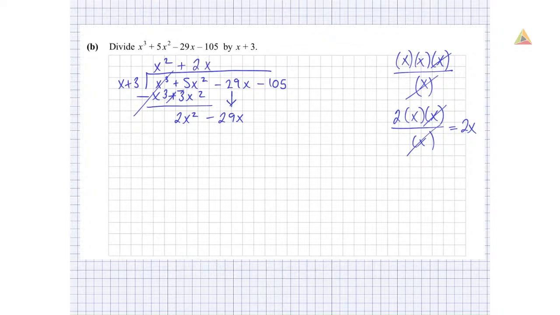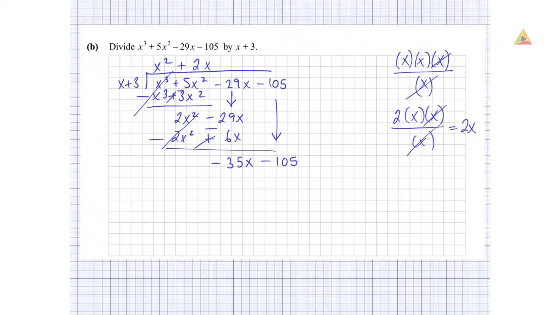So then what we're going to do is the same as before. We're multiplying x by 2x and 3 by 2x. So x by 2x gives you 2x squared, and 3 by 2x gives you 6x. And remember, we change the sign, so this becomes minus, and this becomes minus. So we can get rid of the x squareds. Minus 29x minus 6x will give you minus 35x. And we're going to bring down the last number, so minus 105.